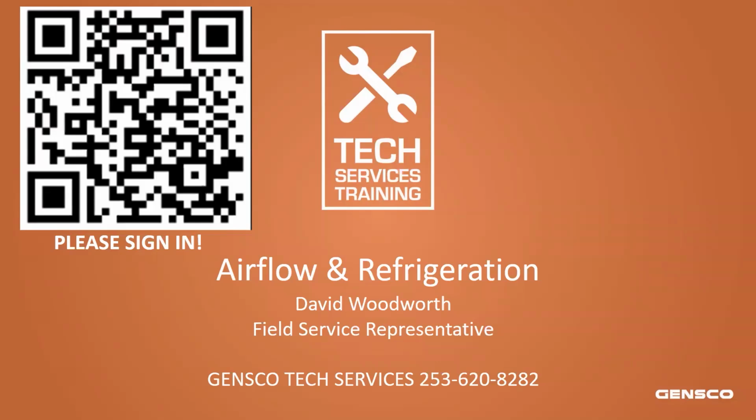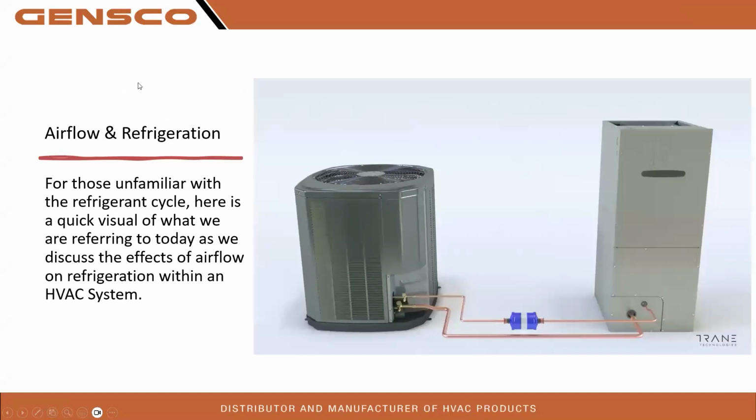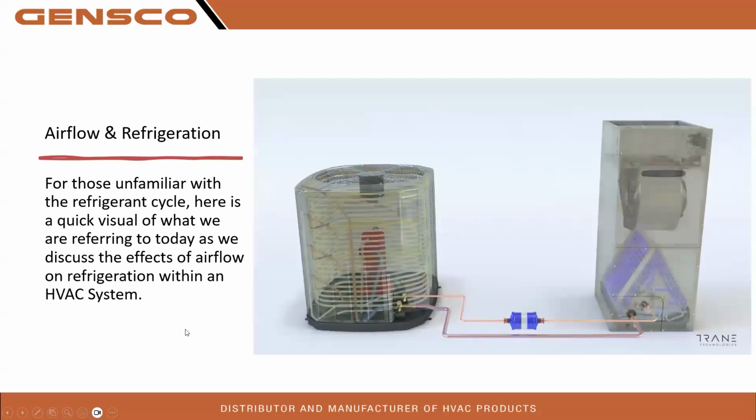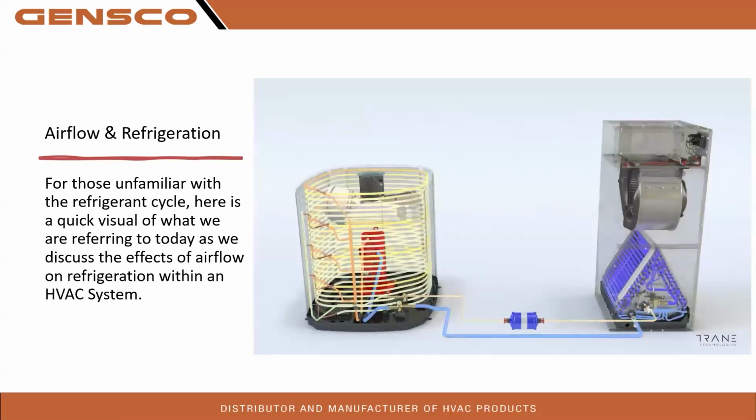Airflow and refrigeration, very important. So for those of you that are familiar with the refrigeration cycle, here is just a breakdown cutout version of this. You can see this unit is in air conditioning mode. High pressure, high temperature gas goes to our outdoor coil. We are expelling the heat from that outdoor coil. Condensed liquid refrigerant flows to our indoor coil. We boil off that refrigerant to a low temperature, low pressure gas that absorbs the heat from our indoor air.